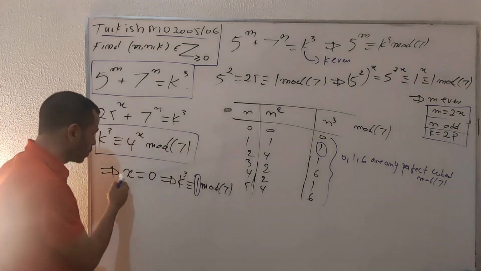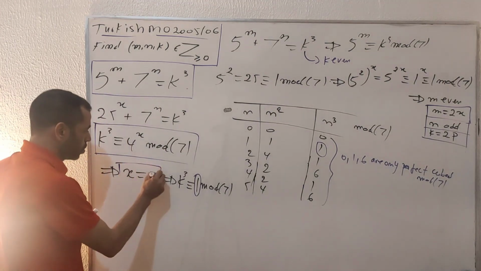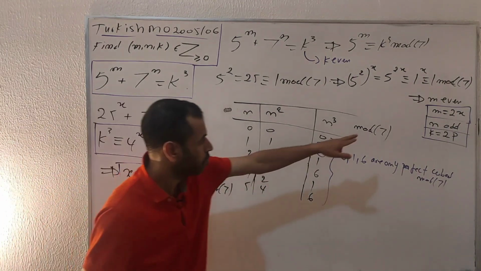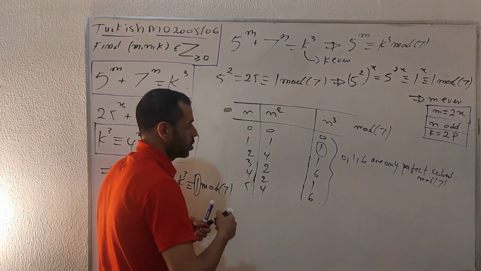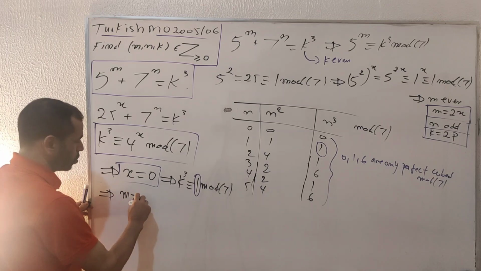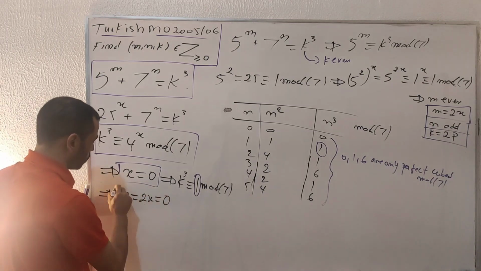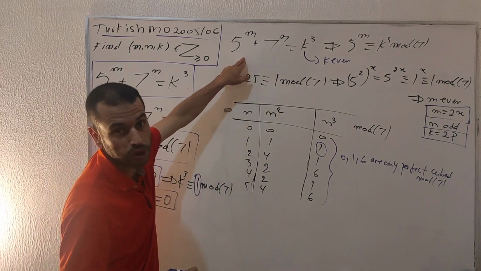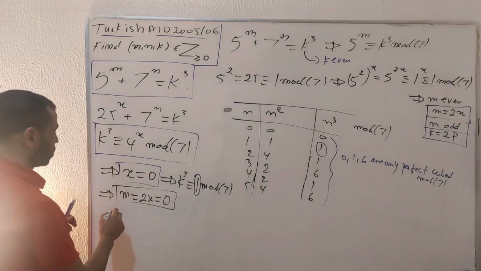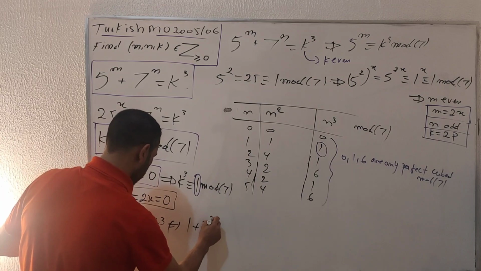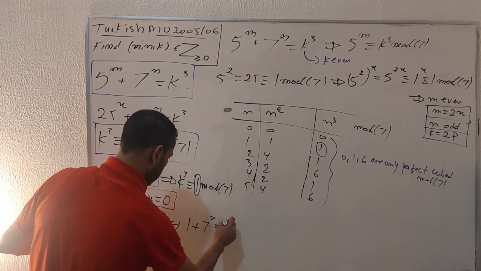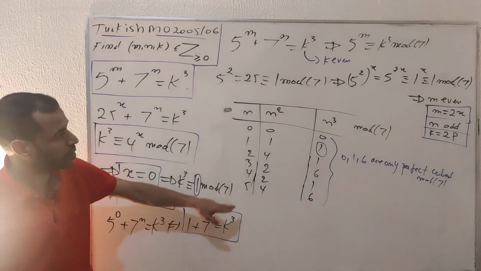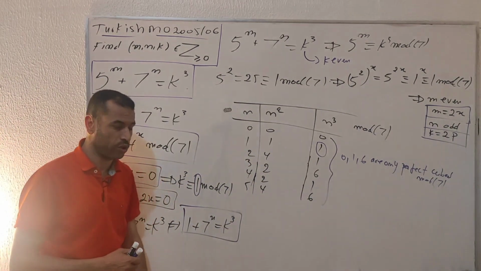Now since we determined x equals 0, I'm simply going to replace x with 0. So I get m equals 2x equals 0. If I take this value of m and insert it into the original equation, I get 1 plus 7 to the n equals k cubed. Now I'm going to bring this one to the top and continue solving our equation.